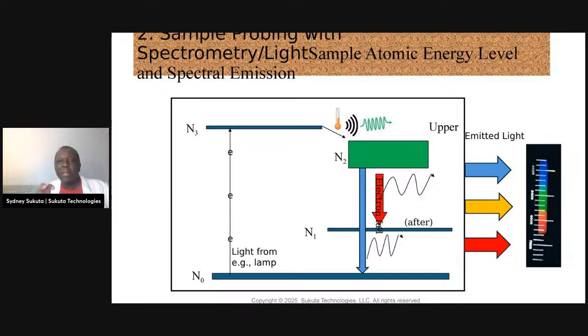Okay, so let's look a bit closer at the sample, in more detail. We're going to look at a very simple illustration, but it represents what actually happens inside. When you shine light on a sample, what you're actually doing is adding energy to the sample. And when you add energy to the sample, you see where it says N0.